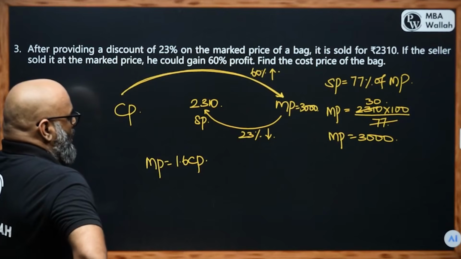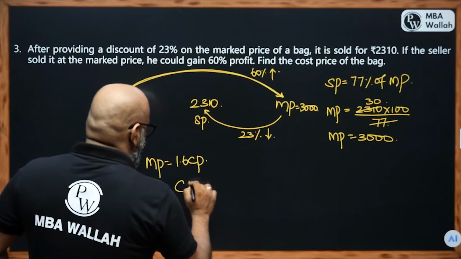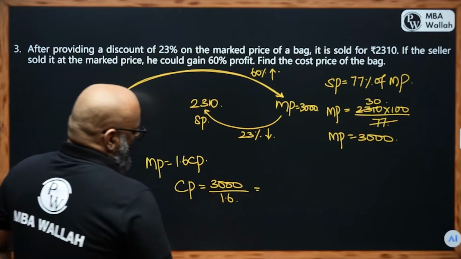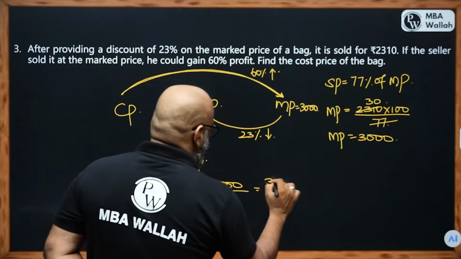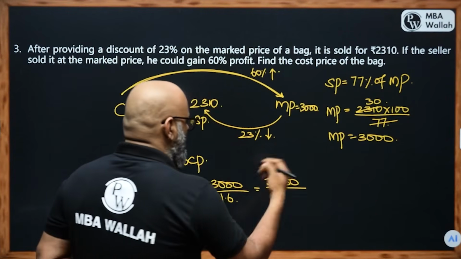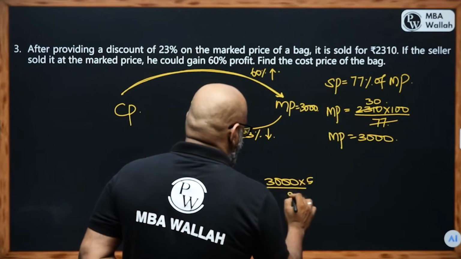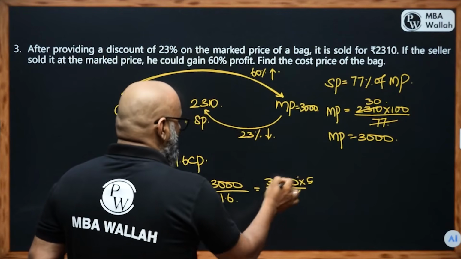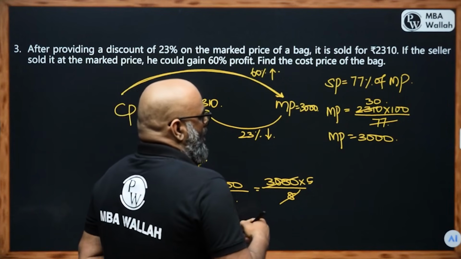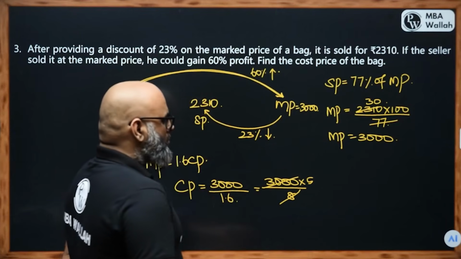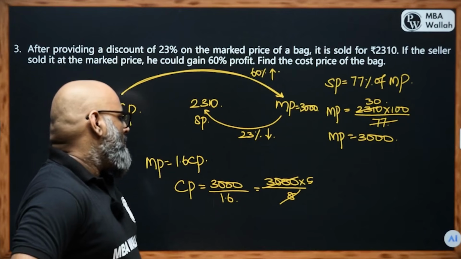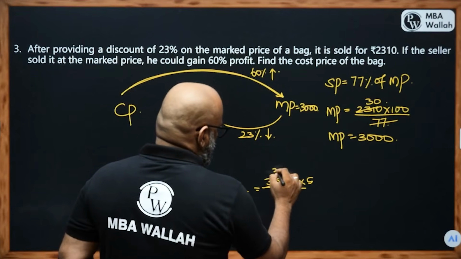So MP is equal to 1.6 CP, or CP is equal to 3000 divided by 1.6. I hate dealing with 1.6, so I can say 3000 divided by 1.6 is 3000 into 5 by 8. 8 goes well into 3000. 1000 is 125 times 8, so 3000 will be 3 times that. 125, 125, 125. That will be 375.